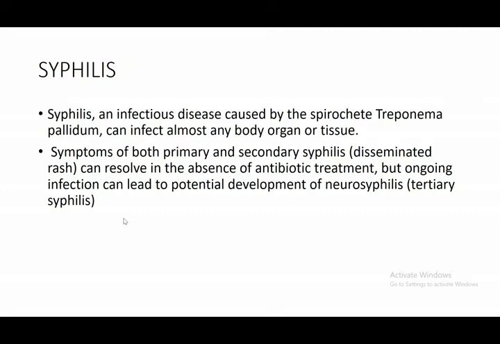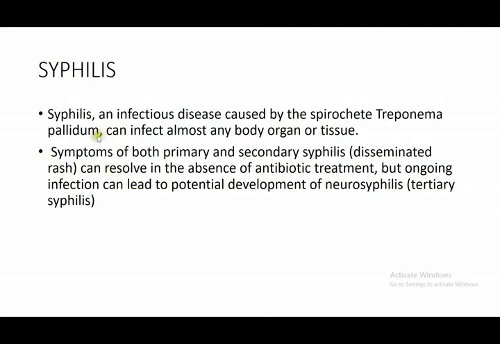The important second infection that we will discuss is also a bacterial infection, a spirochete, Treponema pallidum. Spirochetes are basically spiral-shaped bacteria, and the most notorious chronic CNS infection associated with them is syphilis. While syphilis can infect almost any body organ or tissue.